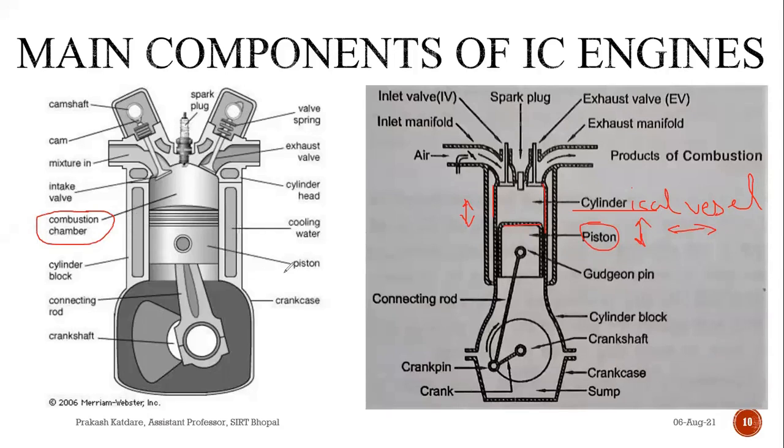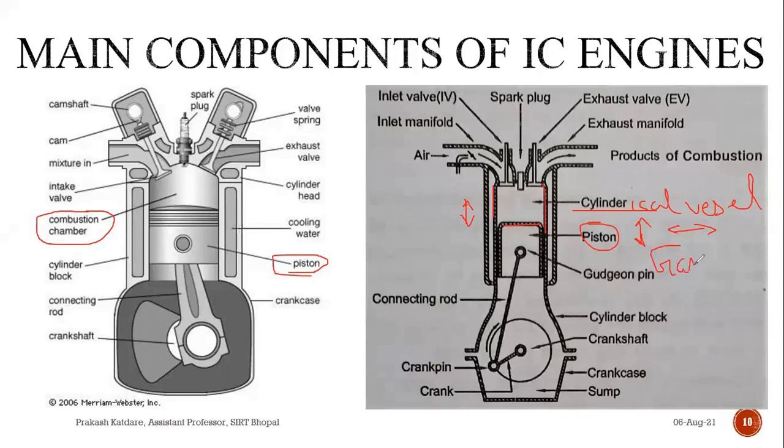The next component is piston. Piston is the cylindrical component which is fitted into the cylinder to form the boundary of the combustion system. It is fitted very properly. It has a very tight fit into the cylinder, and it provides a gas tight space.